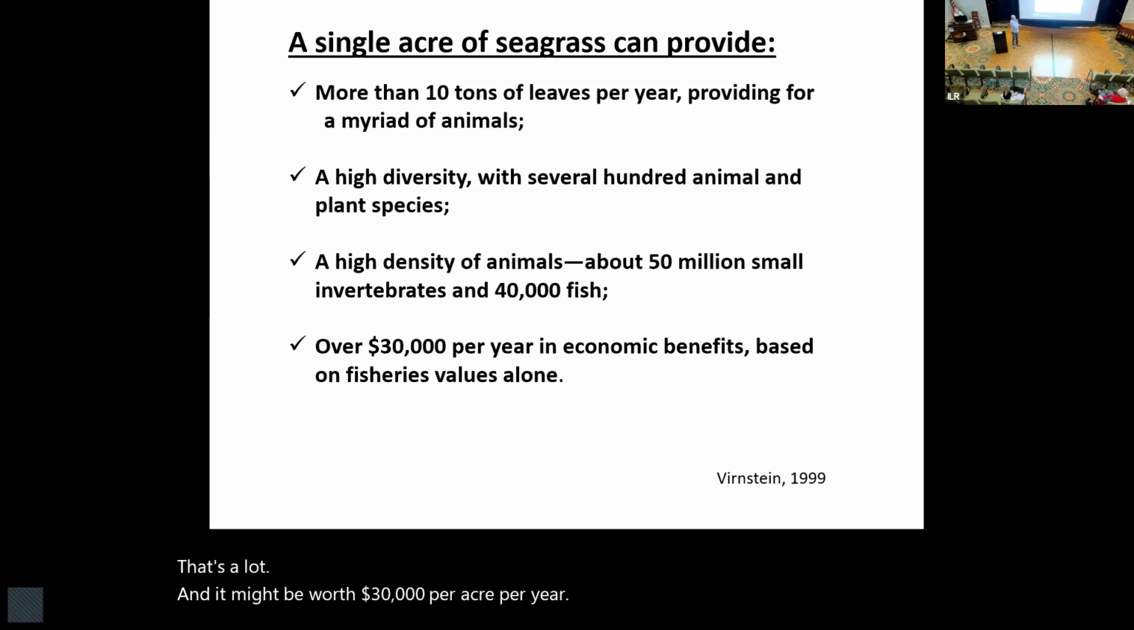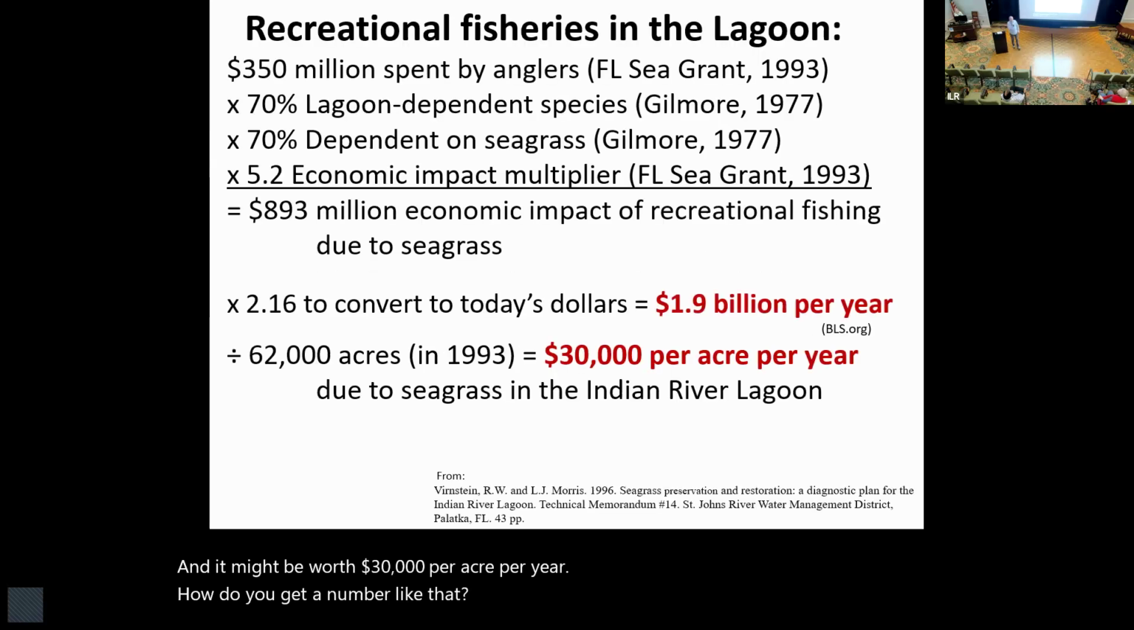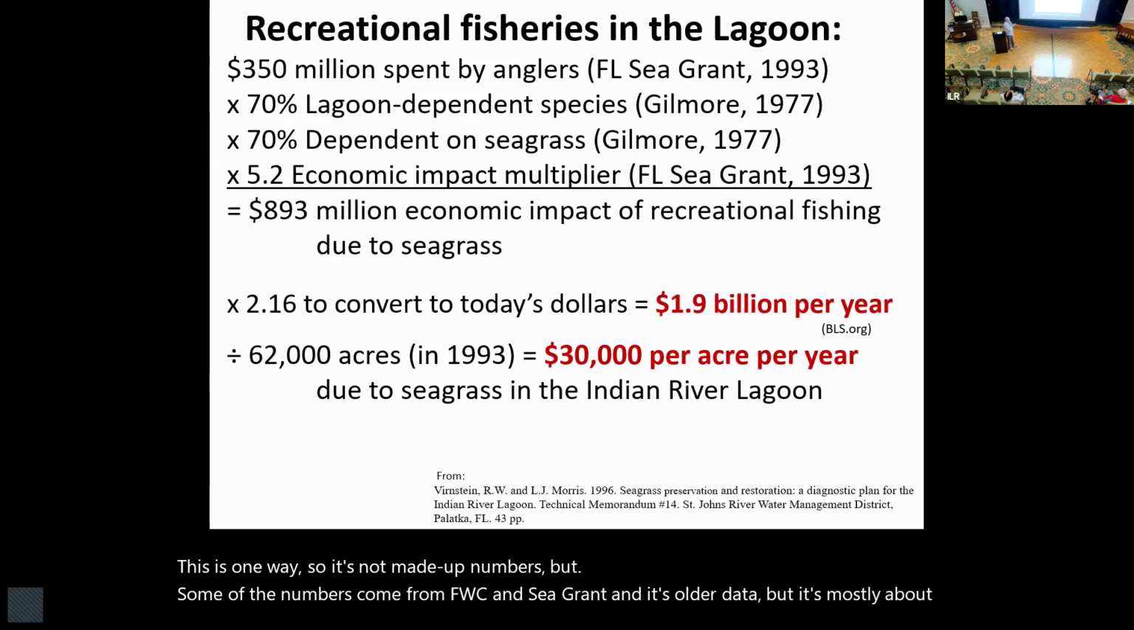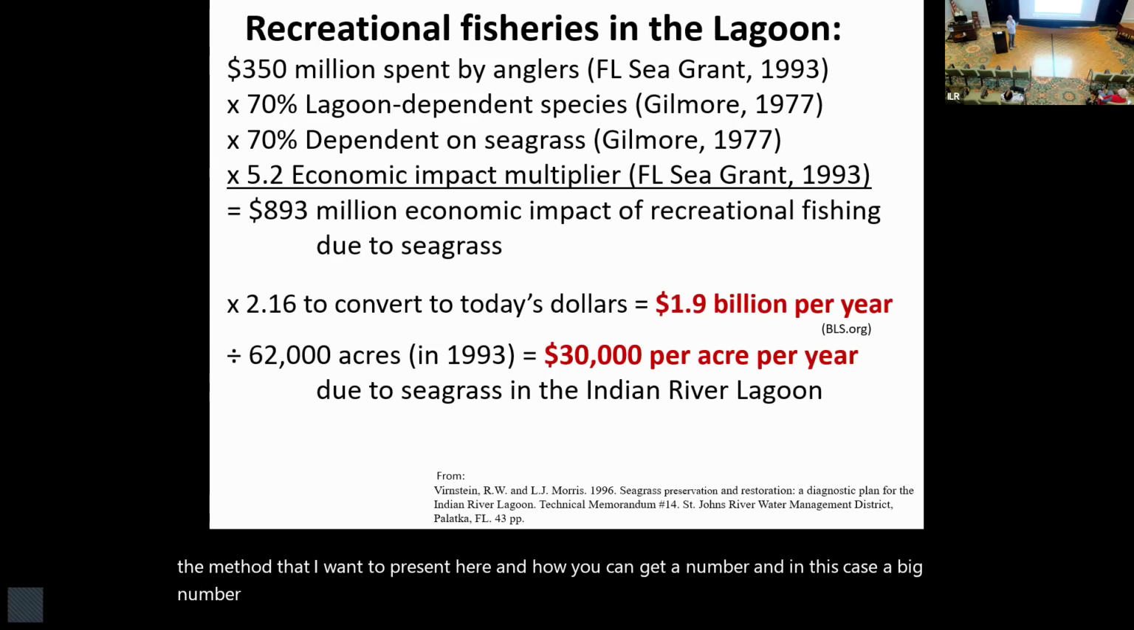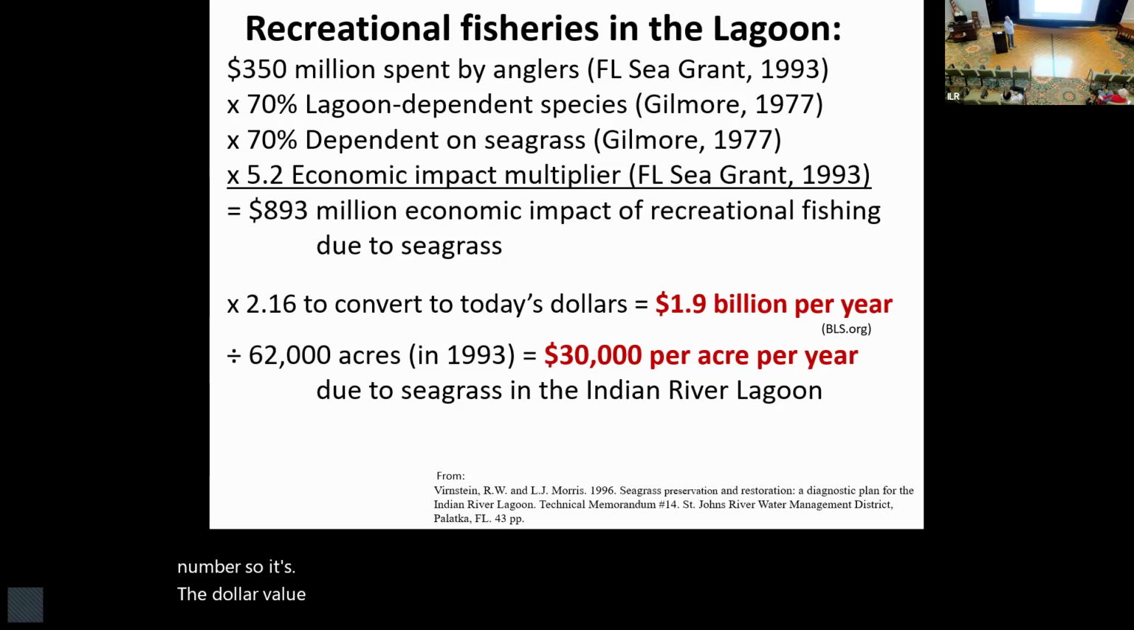How do you get a number like that? Well, this is one way. So it's not made up numbers, but some of the numbers come from FWC and Sea Grant, and it's older data, but it's mostly about the method that I want to present here and how you can get a number, and in this case, a big number. So it's the dollar value of money spent by fishermen. Most of those are dependent on the Indian River Lagoon.